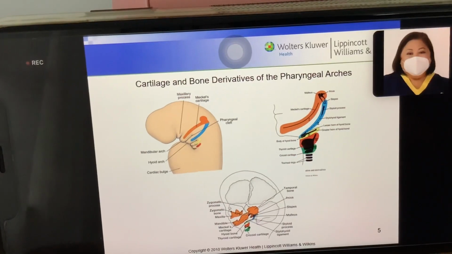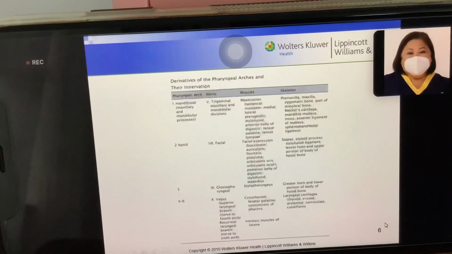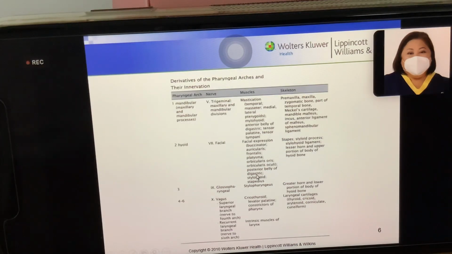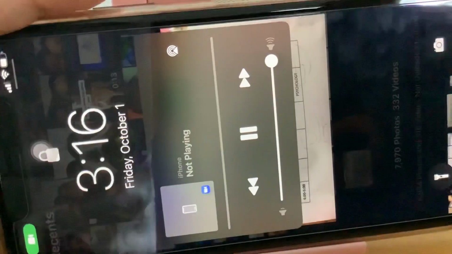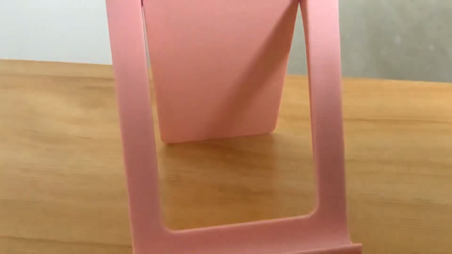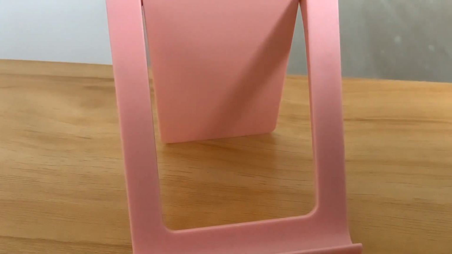And this one is the summary of the innervation and derivatives of the pharyngeal arches. So we have arch 1, 2, 3, 4, and 6. Okay.